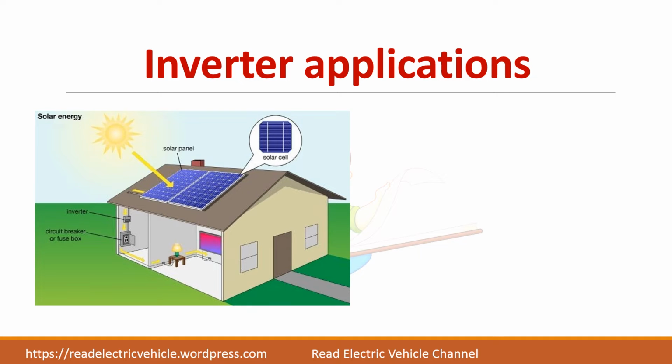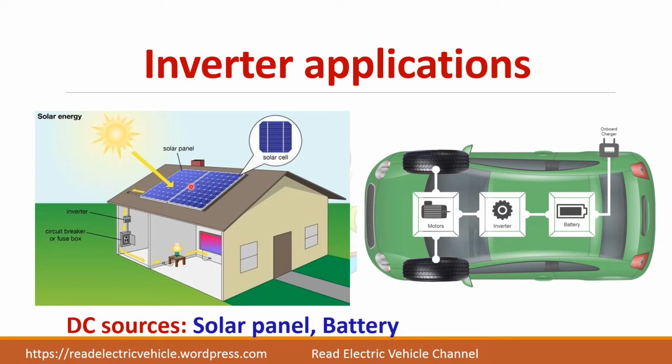So let us see the applications of inverter. So this is a house powered by solar panels. So this solar panel produces DC output which will be converted into AC using this inverter, and this AC can be used to supply the loads connected in the house.